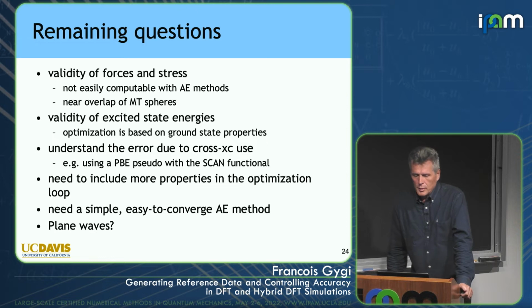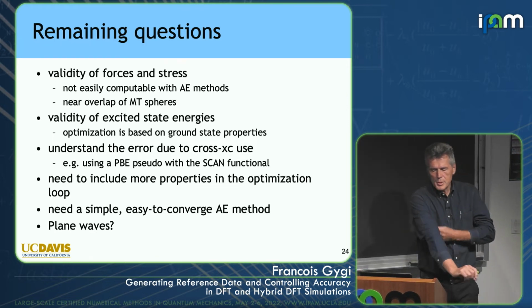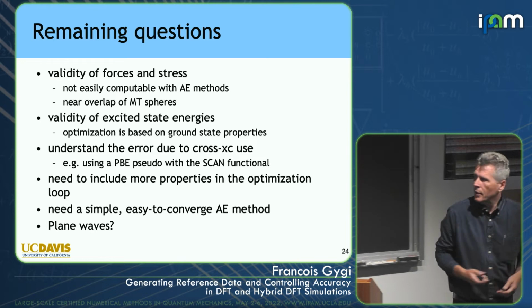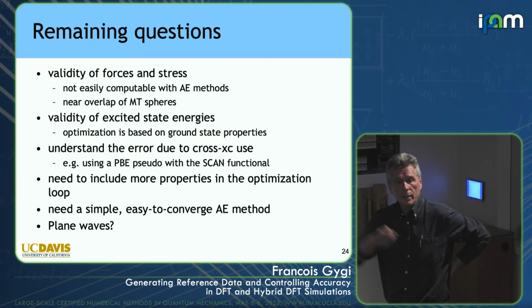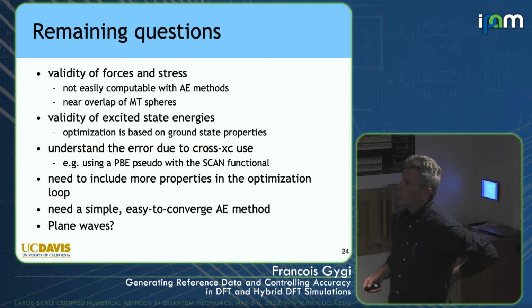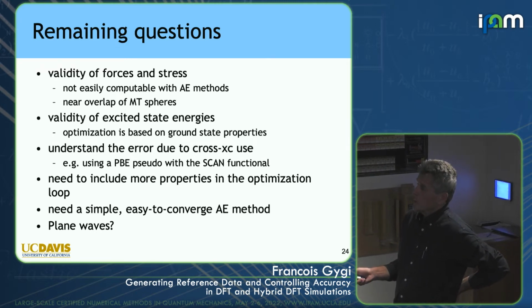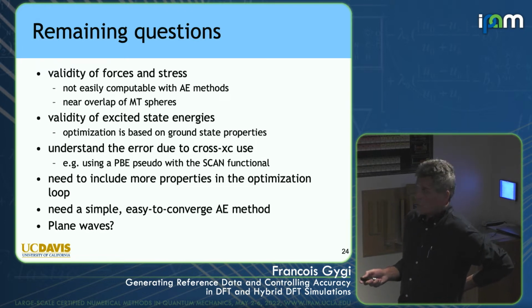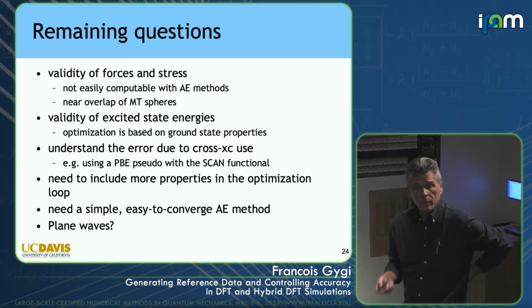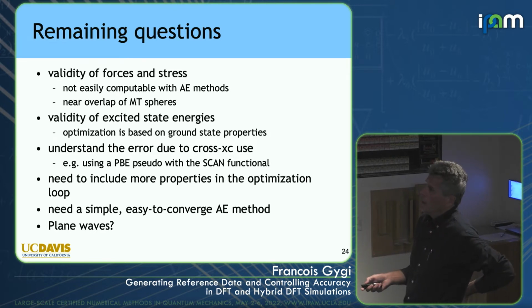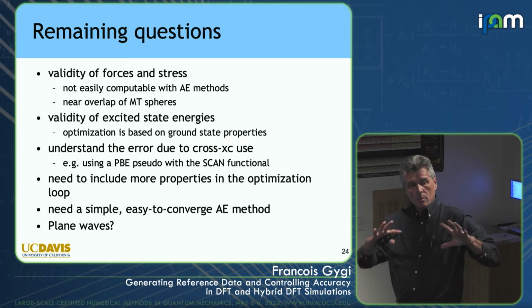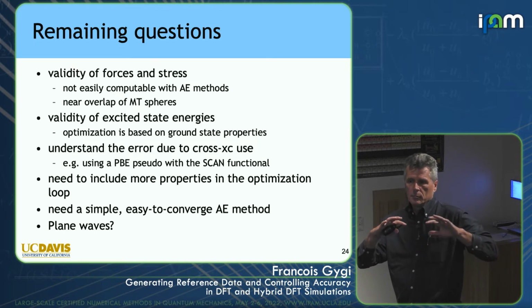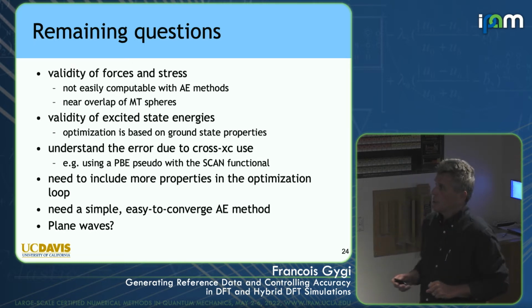Well, even after having done that, we still have a few remaining questions, right? So, for instance, what is the validity of forces and stress tensors if you use these pseudopotentials? Those are not things that we put in the recipe in the optimization loop. Now, those are not easy to compute with these all-electron methods. The stress tensor, for instance, is not directly computed. It's usually done by fitting an energy versus volume curve and then taking derivatives of the fit. There's also the problem of what happens when the muffin-tin spheres used in these methods start overlapping. The method technically doesn't remain valid in that case.